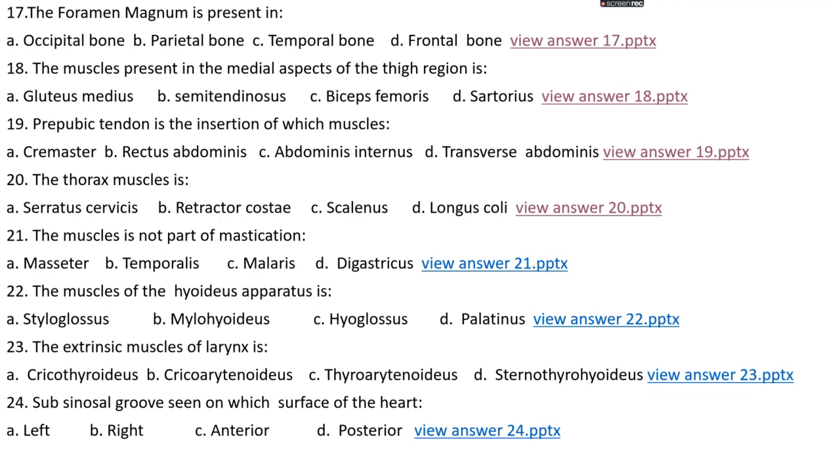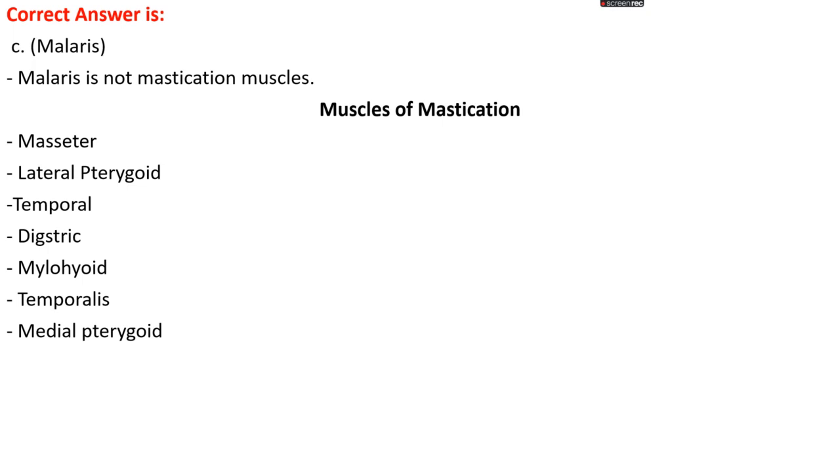Question number 21. Which muscle is not part of mastication? Option A, masseter. Option B, temporalis. Option C, malaris. Option D, digastricus. The right answer is option C, malaris. Malaris is not a muscle of mastication. Muscles of mastication mainly include masseter, lateral pterygoids, temporalis, digastric, mylohyoids, medial pterygoids, etc.